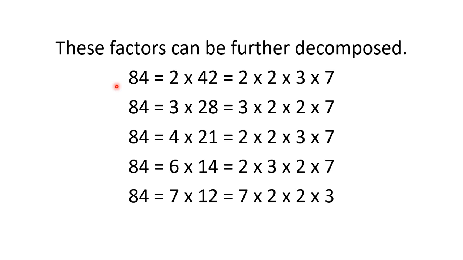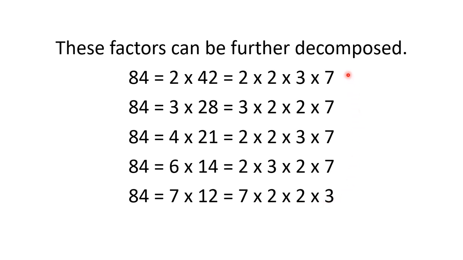These factors can be further decomposed. For example, 2 into 42, 42 can be written as 2 into 3 into 7. So we get 2 into 2 into 3 into 7. And 84 is equal to 3 into 28 can be written as 3 into 2 into 2 into 7. Then 4 can be written as 2 into 2 and 21 can be written as 3 into 7. 6 can be written as 2 into 3 and 14 can be written as 2 into 7. 7 is written as it is, and 12 can be written as 2 into 2 into 3.